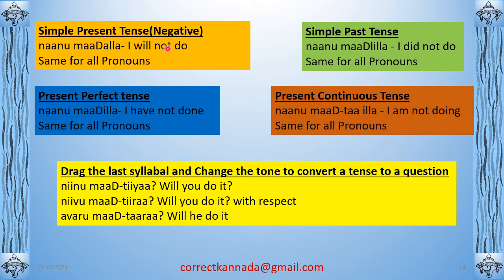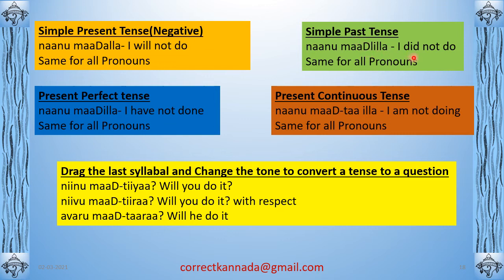Then we have the negative tense in Kannada. "Nanu madalla" means I will not do. Okay, simple present. And it is the same for all pronouns: "Neenu madalla, Avanu madalla, Avaru madalla," he will not do, she will not, "Avalu madalla." Everything is "madalla" only, so it's easier. Simple past, you will say "Nanu madlilla," I did not do. This is "madalla," this is "madlilla." ಅವನು ಮಾಡಲಿಲ್ಲ, ಅವರು ಮಾಡಲಿಲ್ಲ, ಅದು ಮಾಡಲಿಲ್ಲ. Everything is "lilla" only.